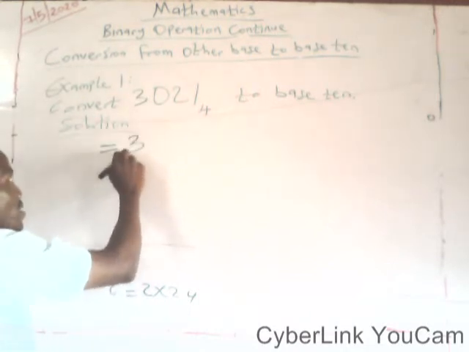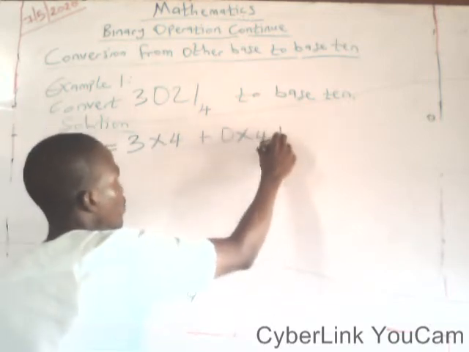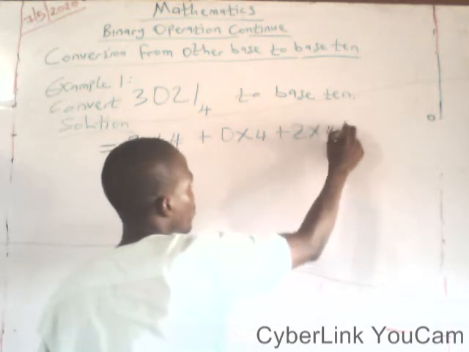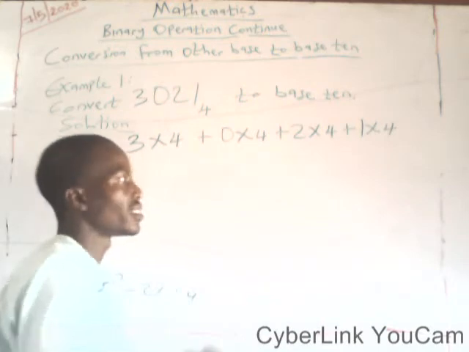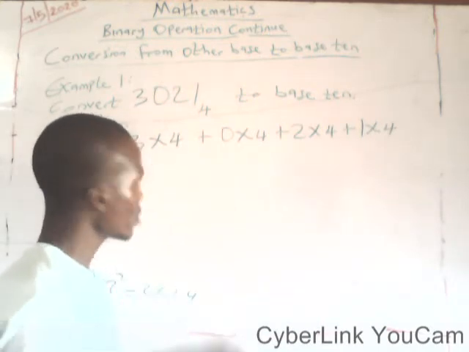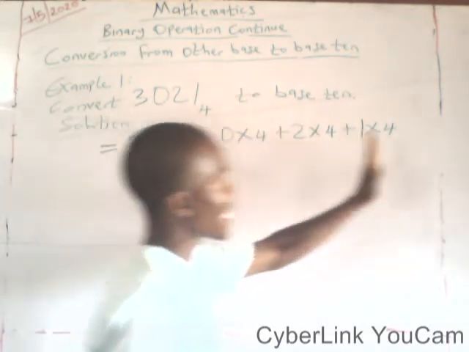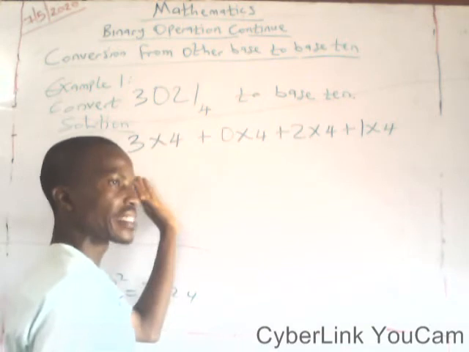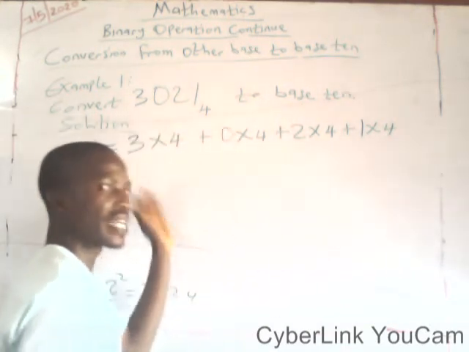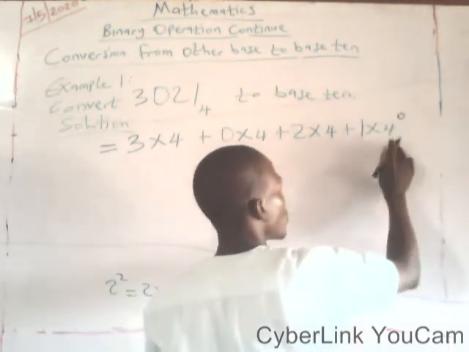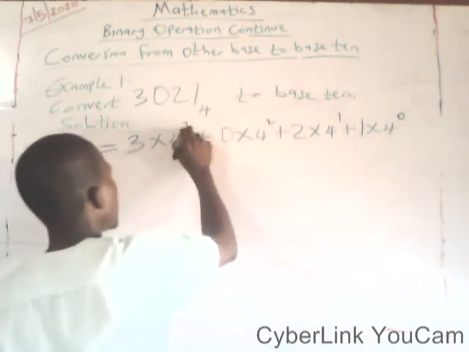You are now going to have 3 multiplied by 4 plus 0 multiplied by 4 plus 2 multiplied by 4 plus 1 multiplied by 4. When you are through with that, the base that we have in the question, which is 4, you will now number the power from the right hand side towards your left hand side, not from your left to the right. It is from the right hand side towards the left hand side. You start your numbering from 0: 0, 1, 2, 3.